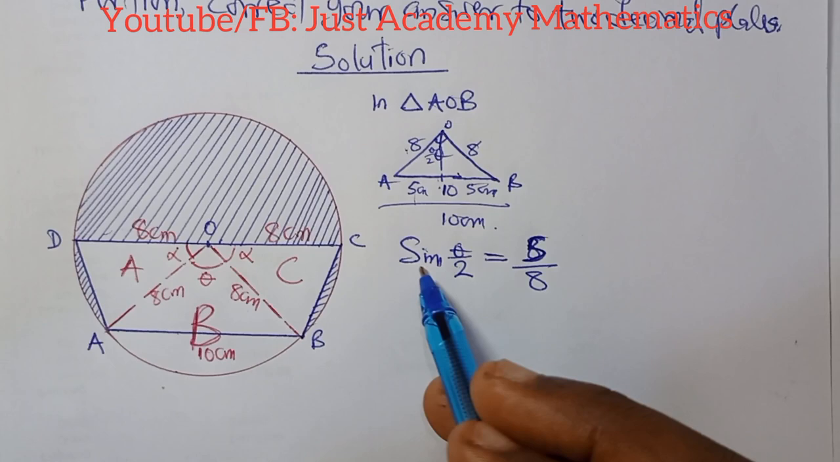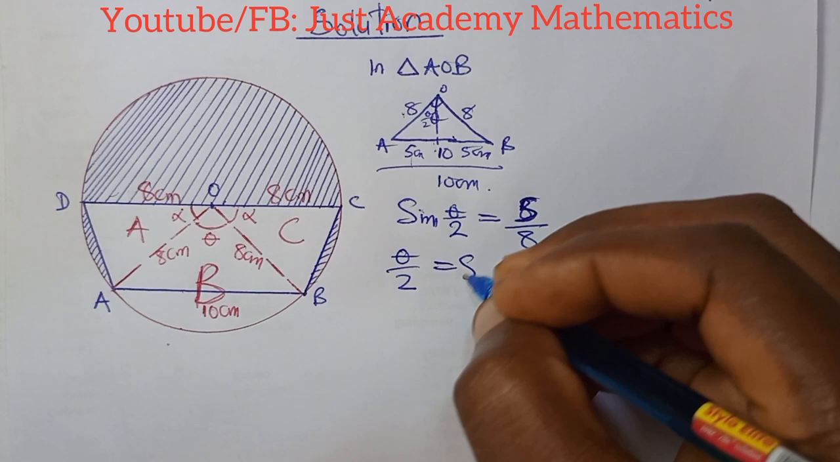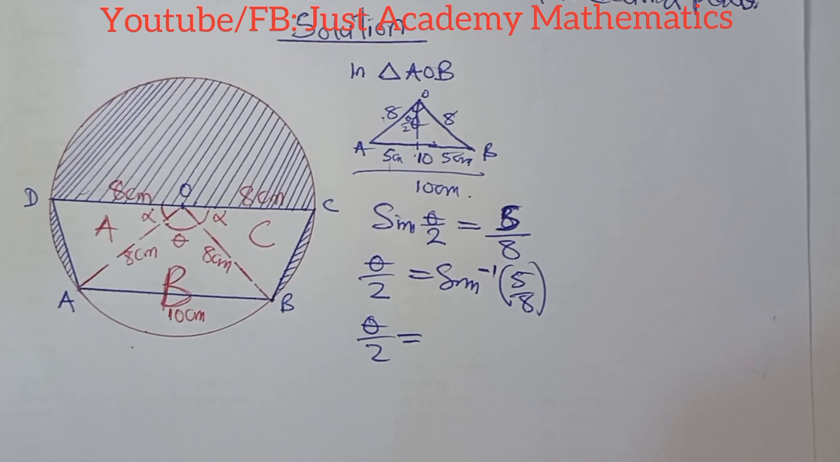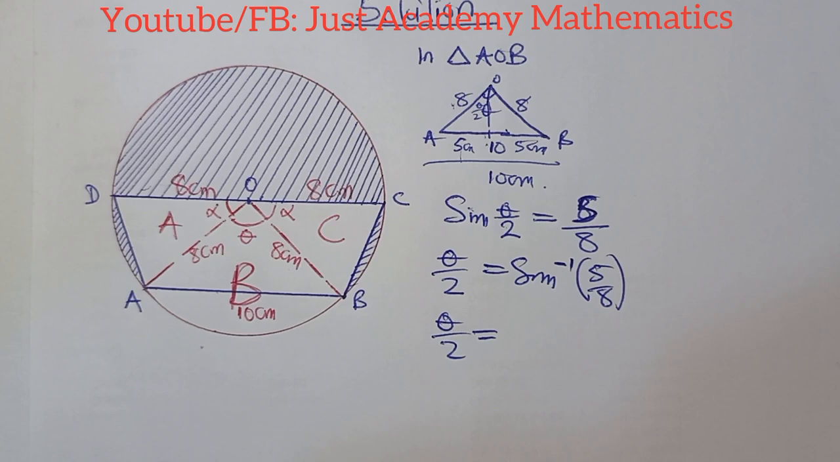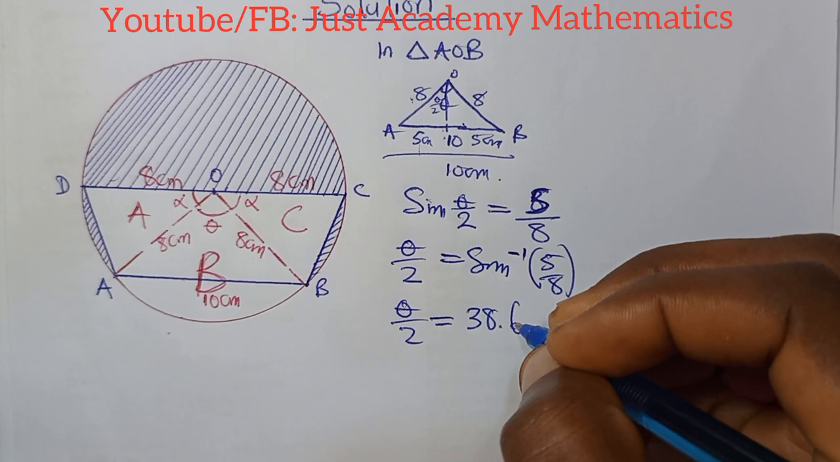What we are to do now is that this means that theta over 2 together is equal to sine inverse of 5 over 8. So theta over 2 is equal to sine inverse of 5 over 8. Second function, sine inverse of 5 divided by 8. From here, that will give me 38.68 degrees, of course.